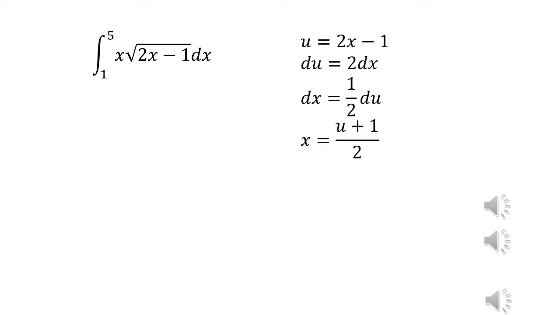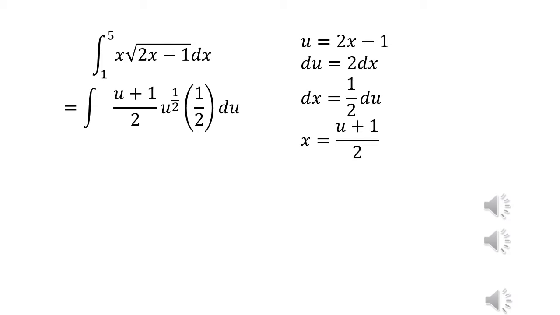Now let's consider a more complicated example, the integral from 1 to 5 of x times the square root quantity 2x minus 1. Just as we did before, we let u equal 2x minus 1, so that du equals 2 dx, and dx equals 1/2 du. And also, just as we did before, we solve for x equals u plus 1 over 2, so that we can replace everything in sight in terms of u.